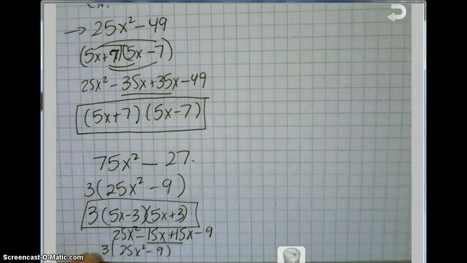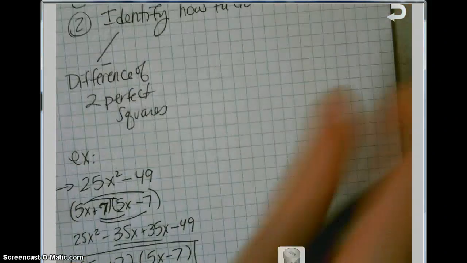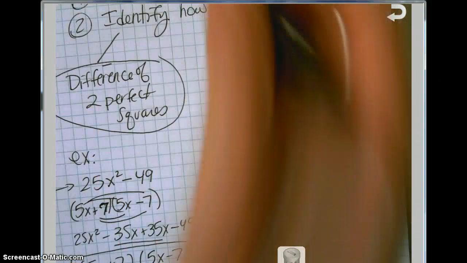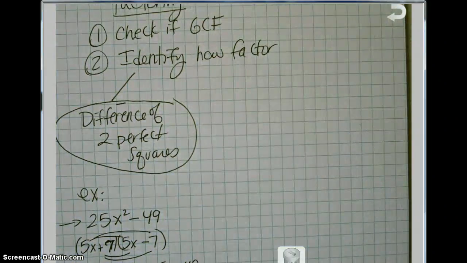So the difference of two perfect squares is your first type of factoring, other than greatest common factor. Another thing that we've got is if there's a trinomial. And so an example of trinomial factoring, again, if you can take out a perfect square, then you should do it.